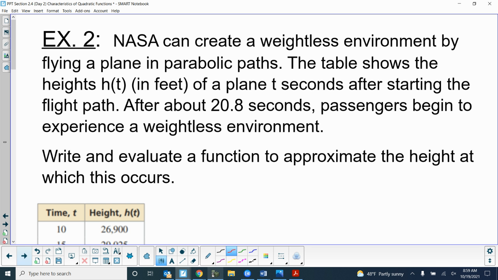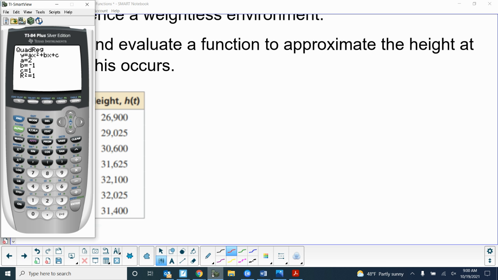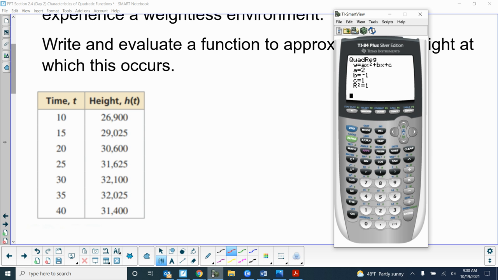NASA can create a weightless environment by flying a plane in parabolic paths. The table shows the heights h in feet of a plane t seconds after starting the flight path. After about 20.8 seconds, passengers begin to experience a weightless environment. Write and evaluate a function to approximate the height at which this occurs. All right, so we're going to put in our list 1 and list 2. These are commas here if you can't see them. So put it in and go to your quadratic regression, and see what you get. So you should know what to do.